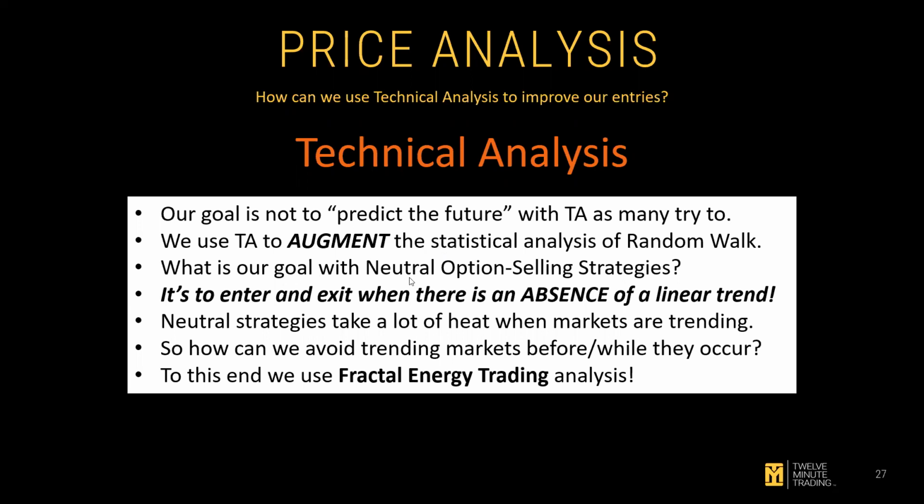So our goal, if we're going to do neutral option selling strategies, which many of you do, is to enter and exit when there's an absence of a linear trend. And I'll show you that in a minute. Neutral strategies can take a lot of heat when the markets are trending like we've seen in the last few days. It's like, wow, this thing's moving all over the place. Every single day is a trend. So how can we avoid trending markets before or while they're occurring?